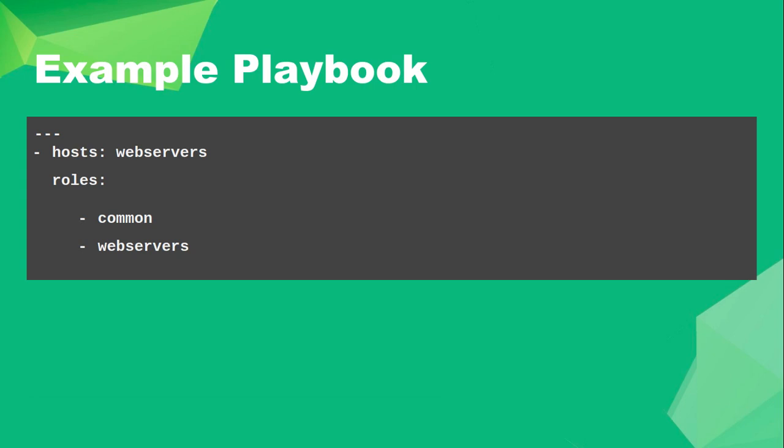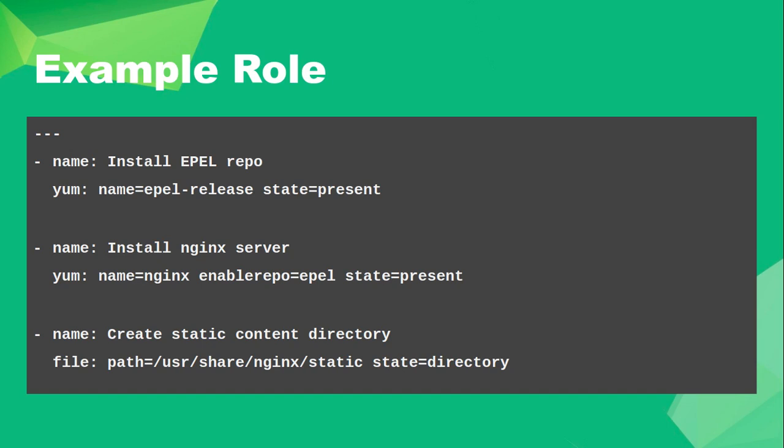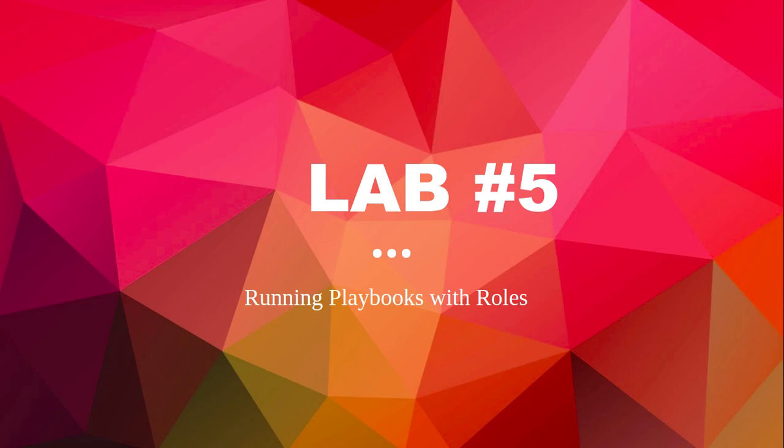Now if I write a simple example playbook where hosts is equal to webservers and roles is common, webserver. Now what is an example role? Name install. This is a task again, install EPEL repo. It's just a CentOS example, Nginx server name. Everything looks like a task only.